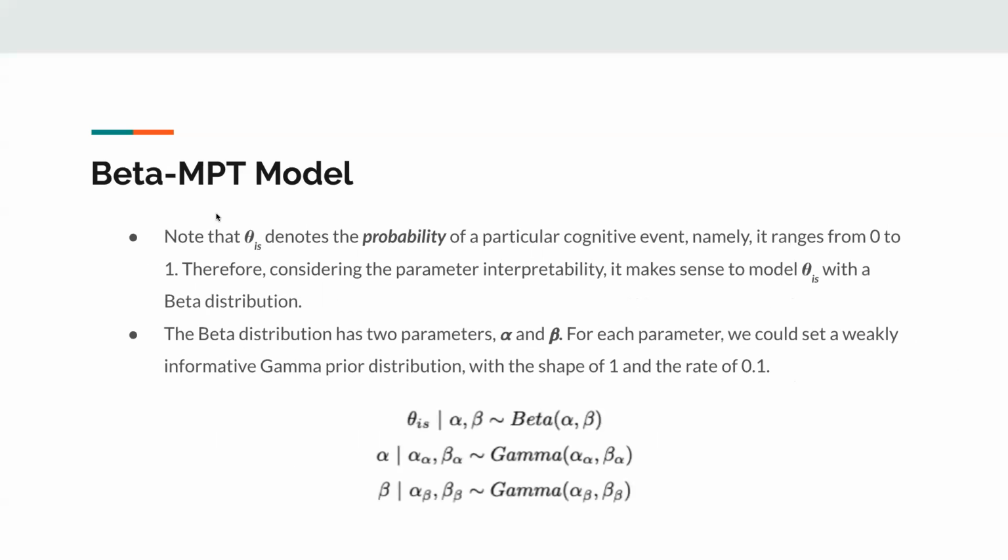And since theta denotes the probability of a particular cognitive event, it ranges from 0 to 1. Therefore, we can assign theta a weakly informative beta prior, and then see how it goes when the model runs.